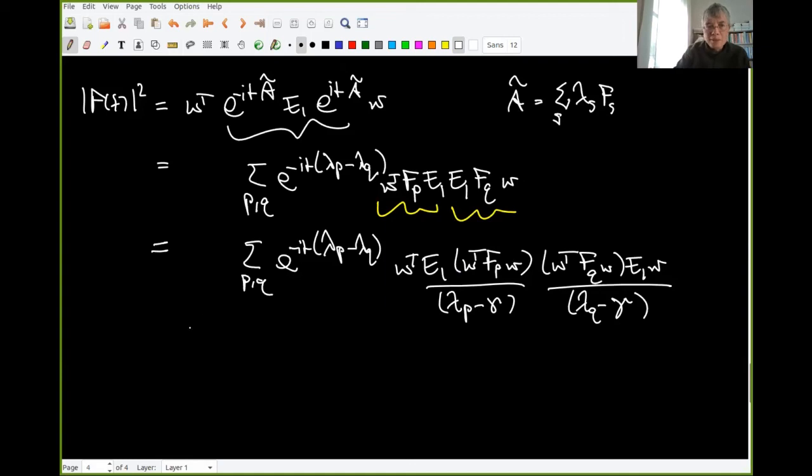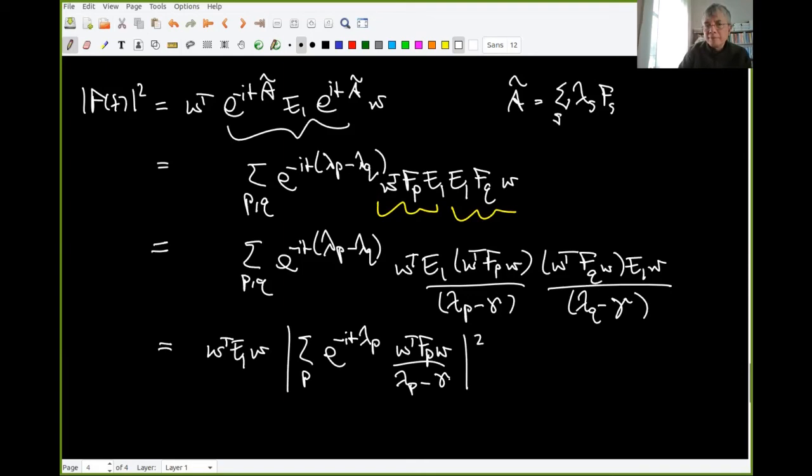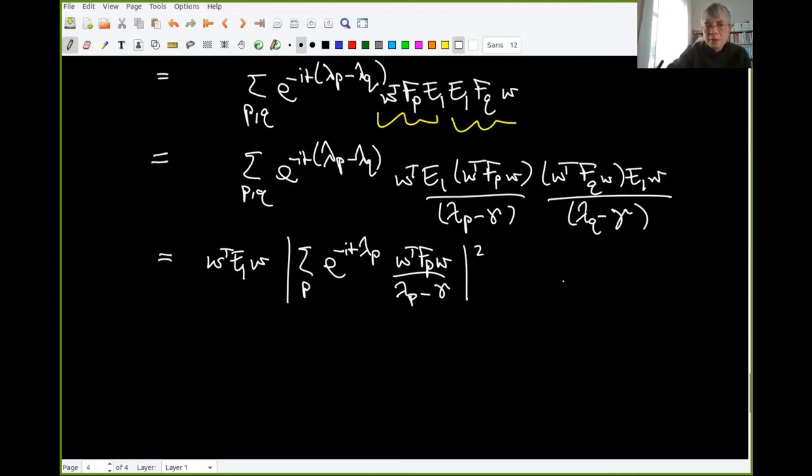What's nice about this, if you notice, is that these are all constants. Number one, I can send this term outside, and the double sum actually factors independently, so I just get a single sum squared. I get something of this form, and then the square here. So the two quantum walks from each side factor out nicely.